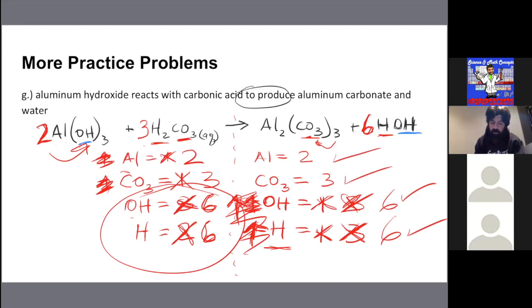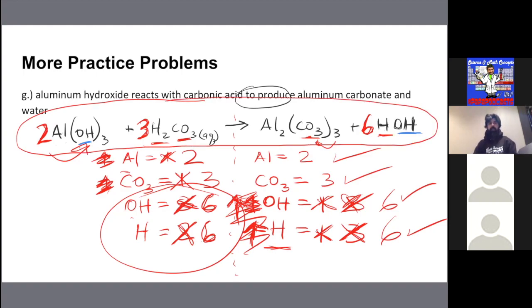So there is my balanced chemical equation. 2 aluminum hydroxides plus 3 carbonic acids to produce 1 aluminum carbonate and 6 water molecules. So this rule of thumb here, like I said, look for water whenever we have a hydroxide on the other side. So that's a little trick.